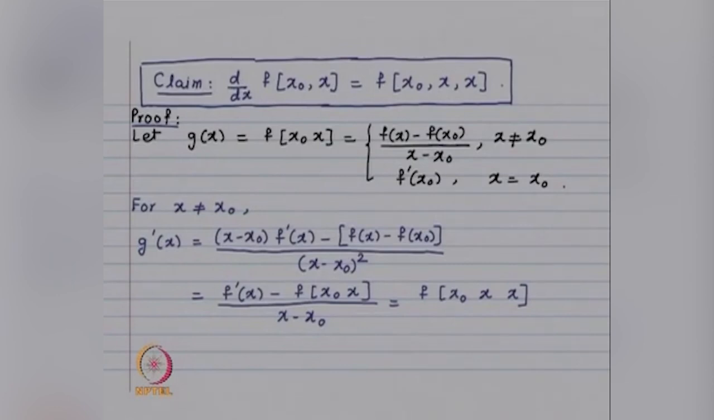There will be two cases: x not equal to x0 and x equal to x0. When x is not equal to x0, we have a quotient of two functions, so we will use the standard formula for calculating the derivative. When our point x is equal to x0, our function g is defined differently. At x0 it is f'(x0). At x not equal to x0, it is the quotient (f(x) minus f(x0)) divided by (x minus x0). So, when I want to calculate the derivative of g at x0, I will have to go from the definition.